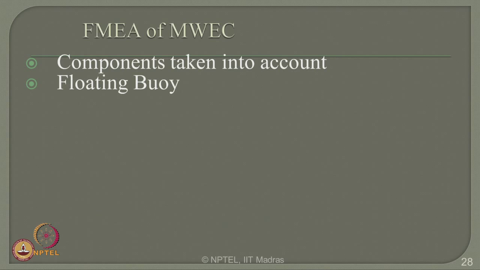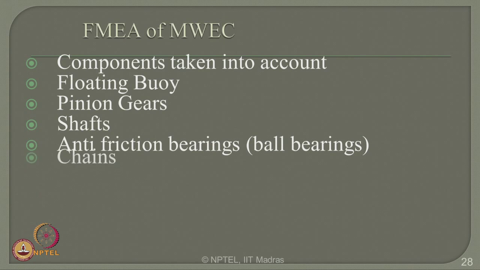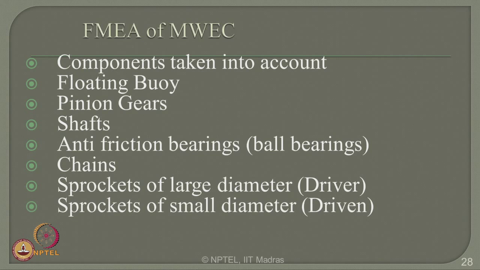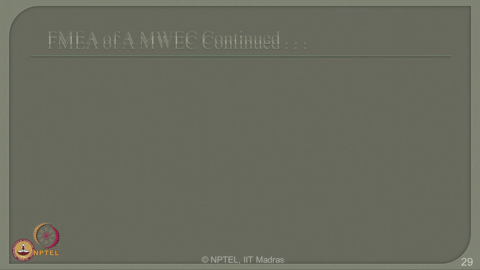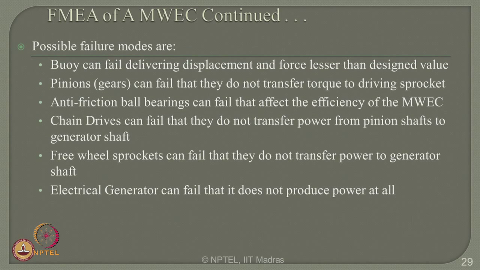So what are the components you must consider while writing an FMEA for this specific problem? The floating buoy, the pinion gears, the shafts, the anti-friction bearings, the chains, the sprockets, and of course the electric generators. What are the possible failure modes one can identify? The buoy can fail, the buoy may not move at all, the pinion gears can fail, the anti-friction ball bearings can fail, the chain drives can fail, the free wheel sprockets can fail, therefore they do not transfer power to the generator shaft, or the electric generator can fail because it does not receive enough RPM to produce power.